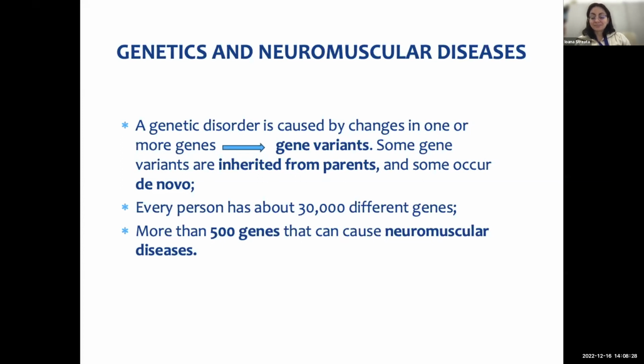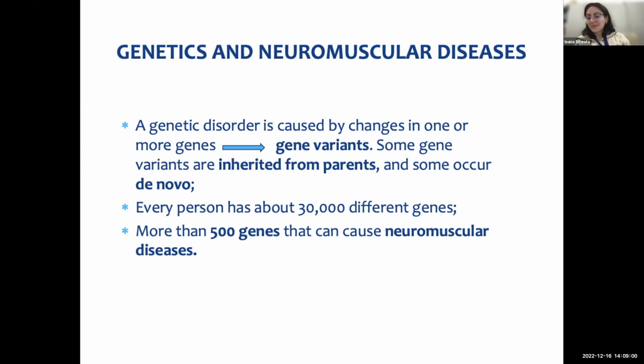These genes can sometimes contain errors, typing errors. The letters from them can be substituted, deleted, or duplicated, and these are named or known as gene variants. These gene variants can be inherited or they can occur de novo.